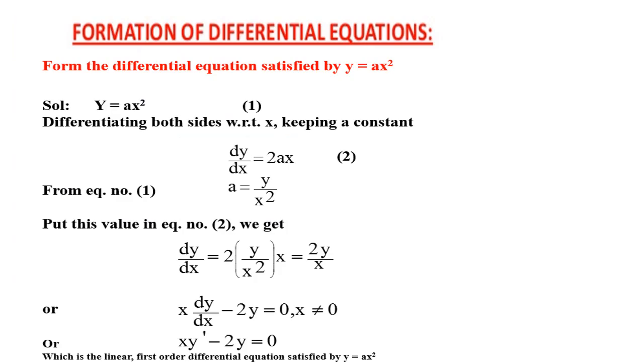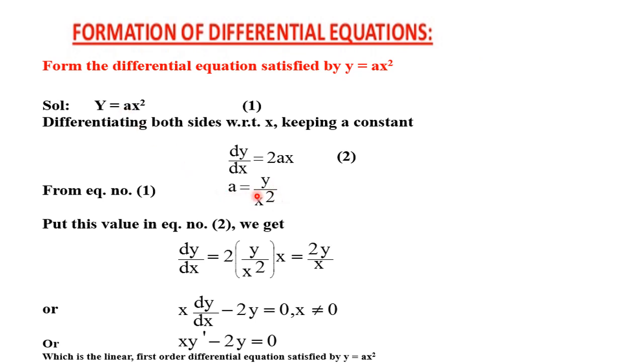Now let us see the formation of differential equations. Let us take a few examples. How do we get differential equations from any simple equation? See here. Form the differential equation satisfied by y is equal to ax square. Solution: we have y is equal to ax square. Differentiate both sides with respect to x, keeping a as constant. That means naturally we'll have dy upon dx is equal to 2ax. I hope you know how to differentiate x square. It is 2x.